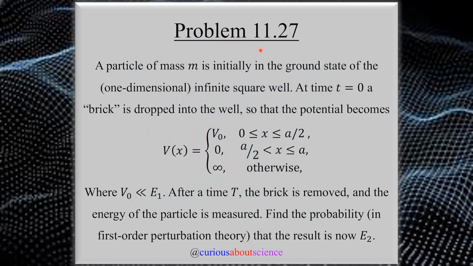So in this question, 27 out of the extras for 11, a particle of mass m is initially in the ground state of a one-dimensional infinite square well. At time t equals 0, a brick is dropped into the well. So the potential becomes V0 where the brick is, on the first half, 0 for the second half, and then infinity otherwise, where V0 is much less than E1.